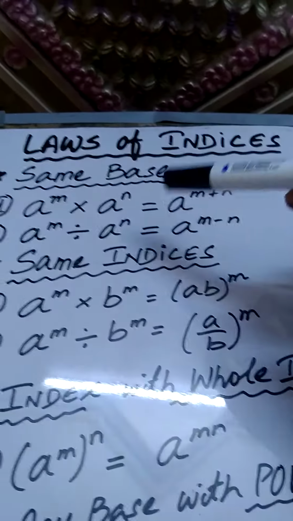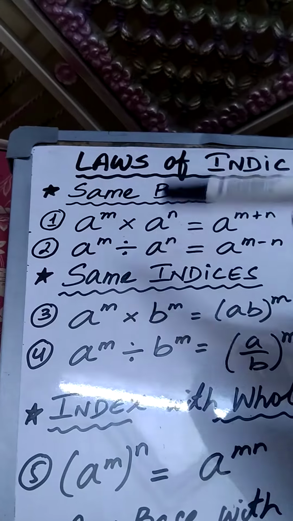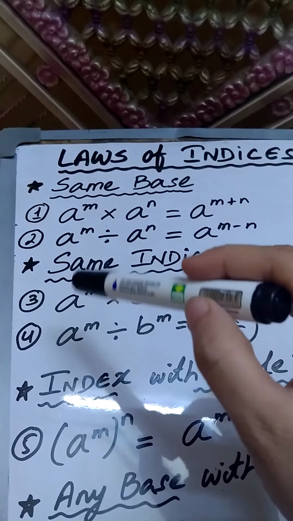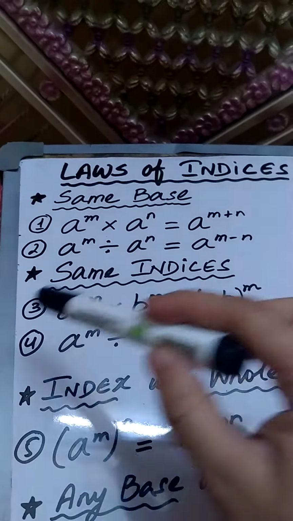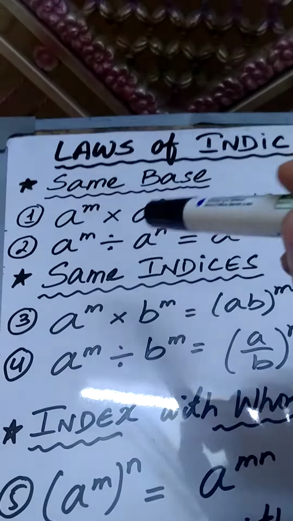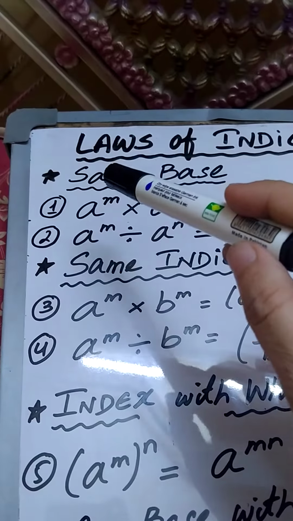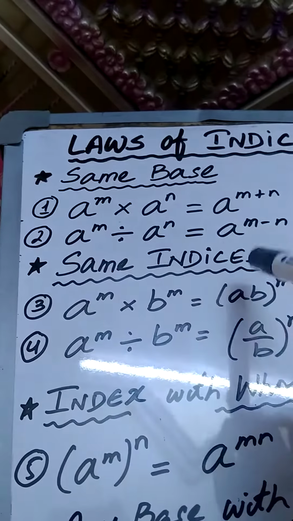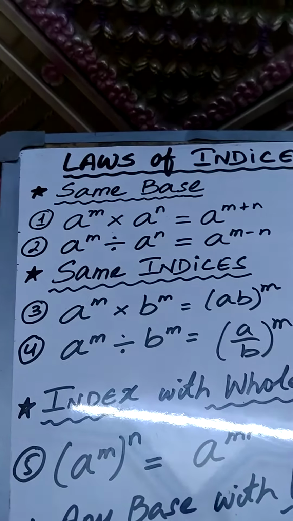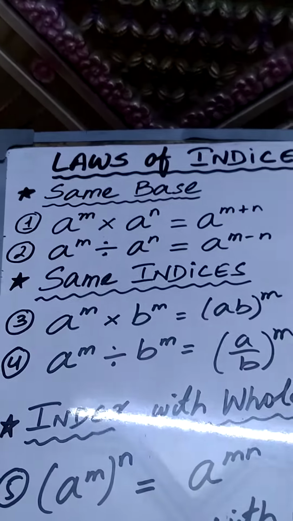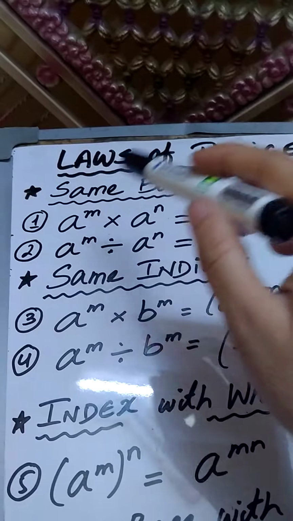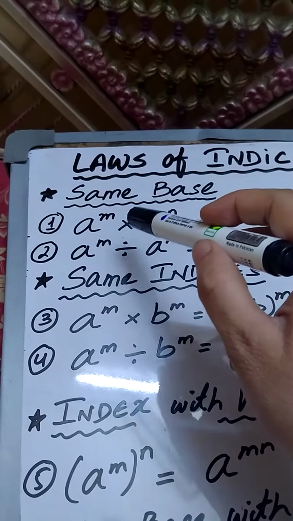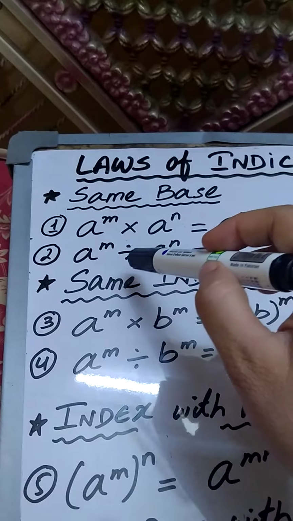So the first two laws depend on same bases. Always remember, the first two depend on same bases, and the second two depend on same indices. So if you look here very carefully, the first two laws depend on same bases, the second two laws depend on same indices. This is the best way of memorizing the laws of indices. Number one, same bases. There are two laws of same bases. Number one is called the multiplication law and number two is called the division law.